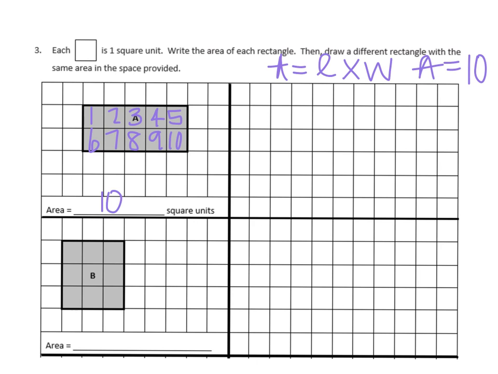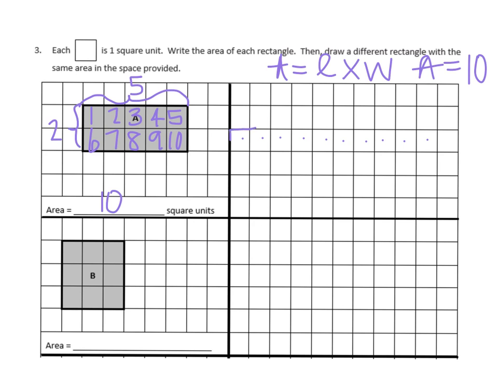So what are some multiplication facts that you know of that will equal 10? So here we have 2 and 5. So we can't use that one because that would be the same. So we could use 1 and 10 if we wanted. So let's count out 10. 1, 2, 3, 4, 5, 6, 7, 8, 9, 10.